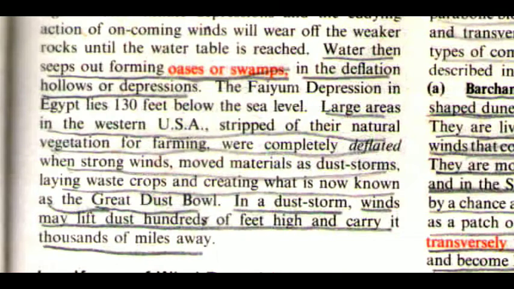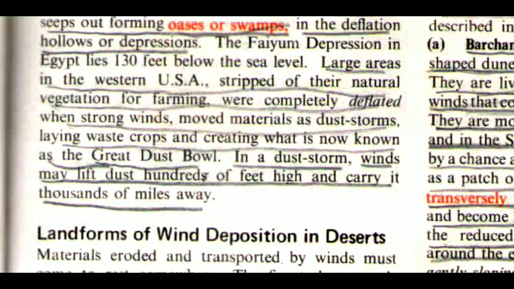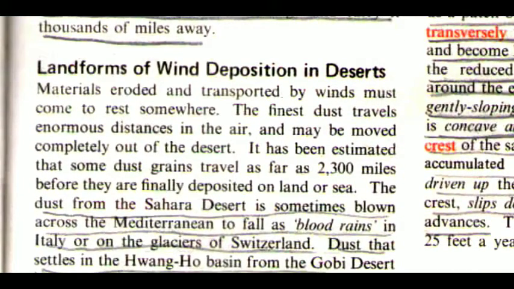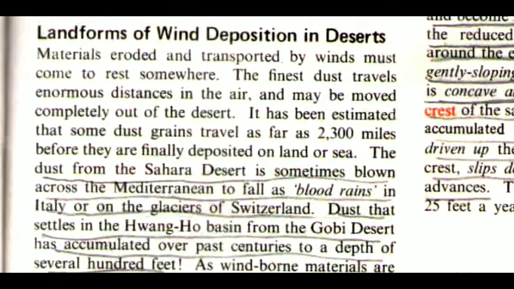Large areas in the western USA, stripped of their natural vegetation for farming, were completely deflated when strong winds moved materials as dust storms, laying waste crops and creating what is now known as the Great Dust Bowl. In a dust storm, winds may lift dust hundreds of feet high and carry it thousands of miles away. Now we are going to read landforms of wind deposition in deserts.